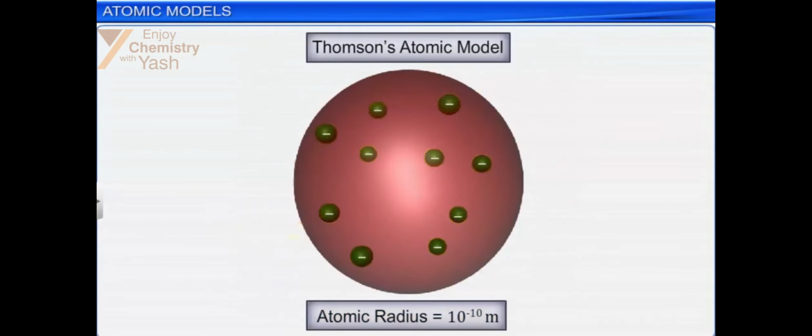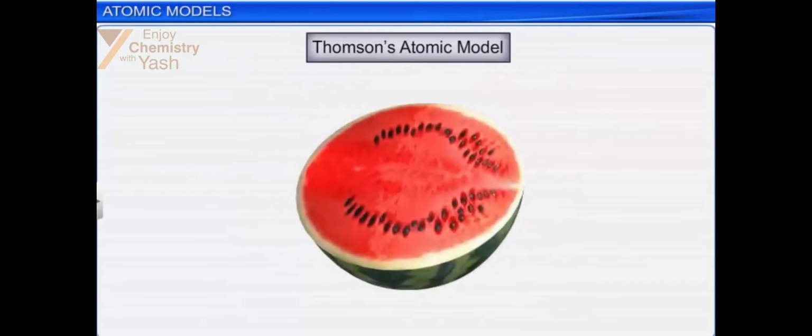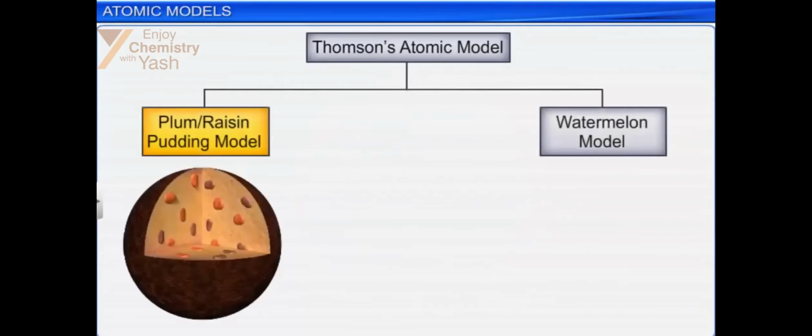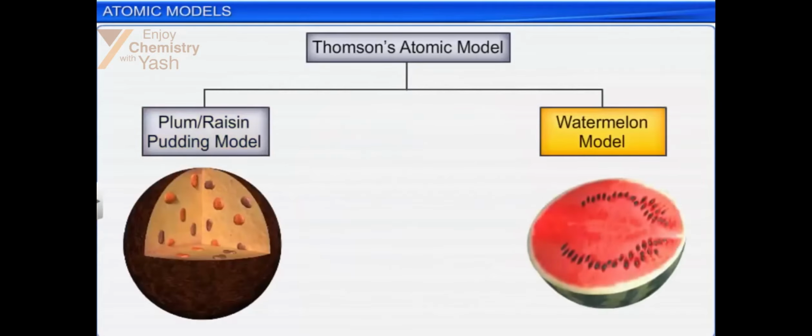In this model, the negatively charged particles that are embedded in evenly spread positive charge can be visualized as plums or raisins or seeds that are embedded in a pudding or watermelon. Therefore, this model is also called the plum pudding, raisin pudding, or watermelon model.